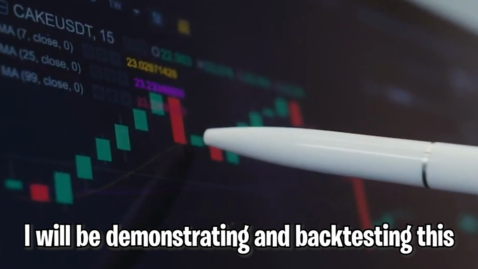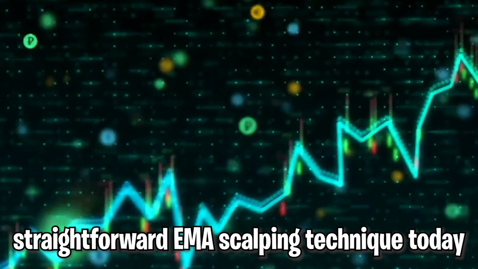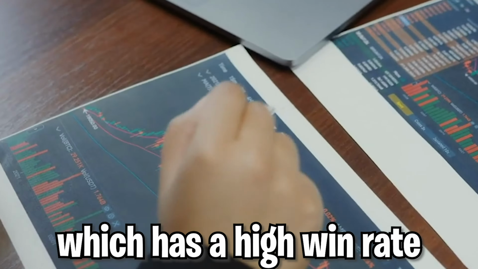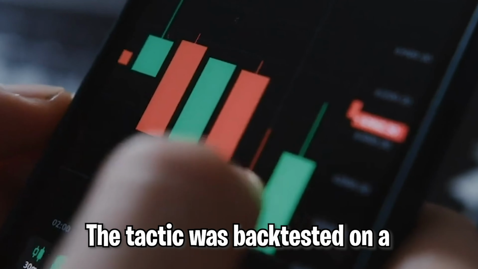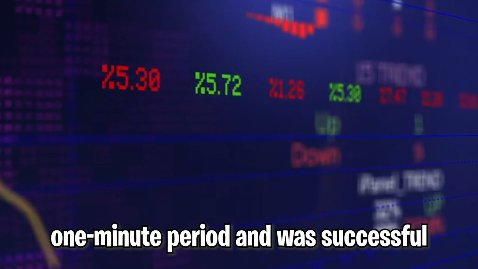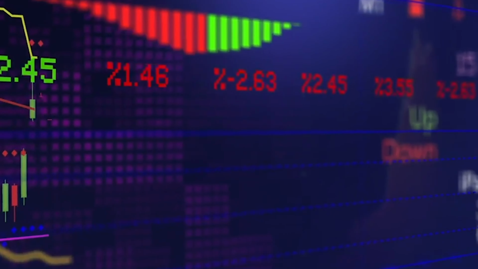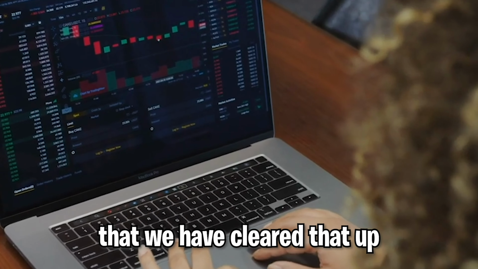I will be demonstrating and backtesting this straightforward EMA scalping technique today, which has a high win rate. The tactic was backtested on a 1-minute period and was successful. Let's begin now that we have cleared that up.